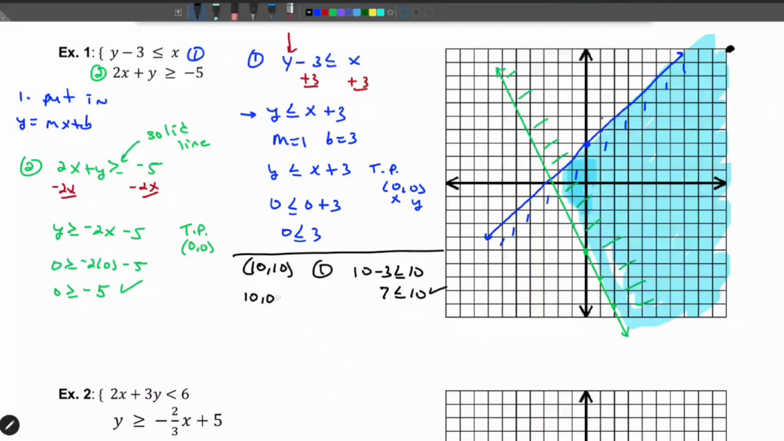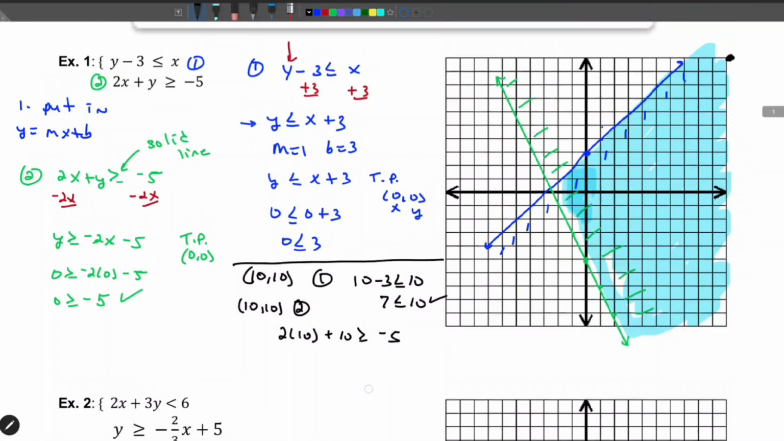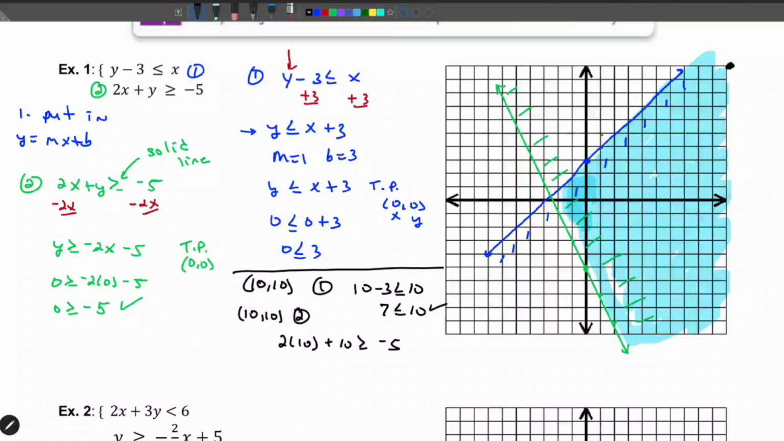I'm going to do the same test point, 10 comma, not 10 comma 0, 10 comma 10. And that's going to be for equation number 2. So I'm turning those x's and the y's into 10s. So we get 2 times 10 plus 10 is greater than or equal to -5. And I don't even need to do any more work than this, because I know that 2 times 10 is a positive number, and we're going to add another positive number to it, and that has to be greater than -5. So we know the solution set works.